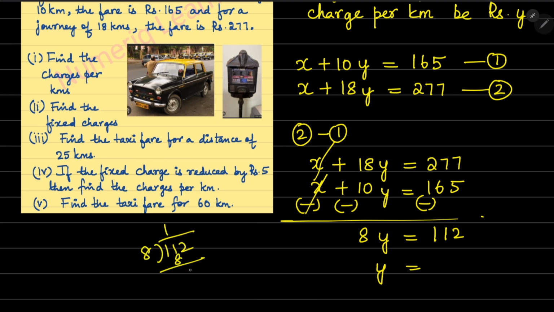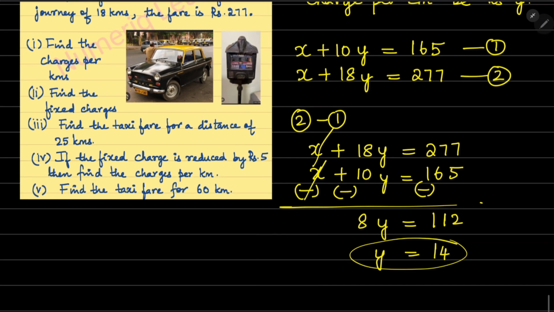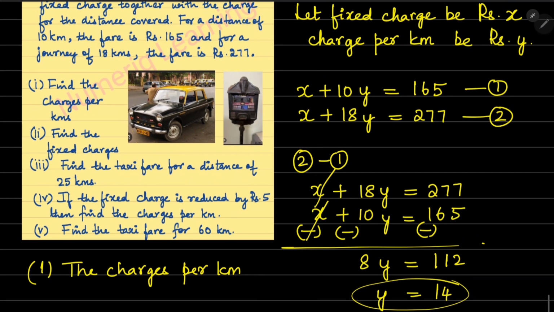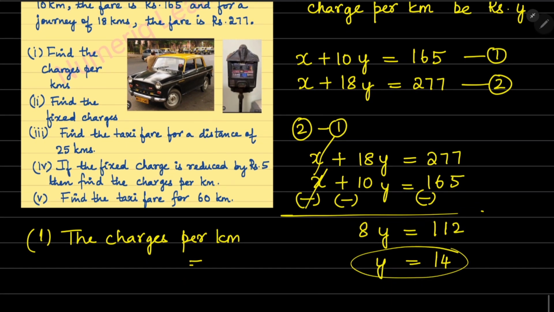So 8 ones are 8. It is 32 and then 14. Y is equal to 14. What is Y here? It is the charge per kilometer. So what were you asked initially? What is the first question? Find the charges per kilometer. So the first answer is the charge per kilometer, which we assumed to be rupees Y, is equal to rupees 14.